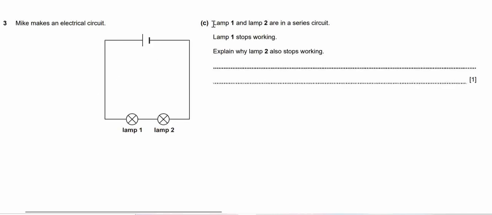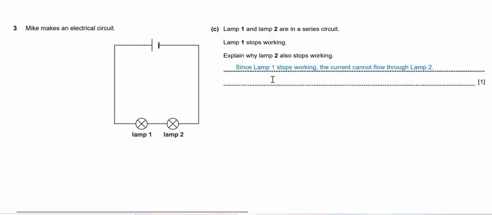Here we go. Question 3C. Mike makes an electrical circuit. Lamp 1 and lamp 2 are in a series circuit. Lamp 1 stops working. Explain why lamp 2 also stopped working. 10 seconds from now. 10, 9, 8, 7, 6, 5, 4, 3, 2, 1. Alright, let's open up the answer.